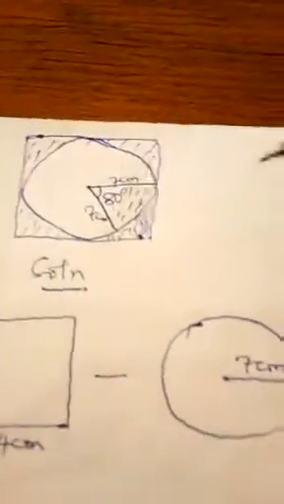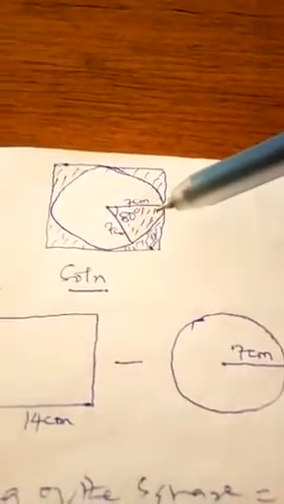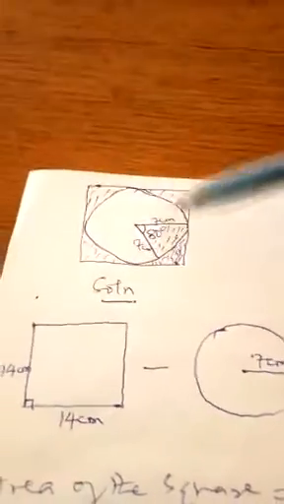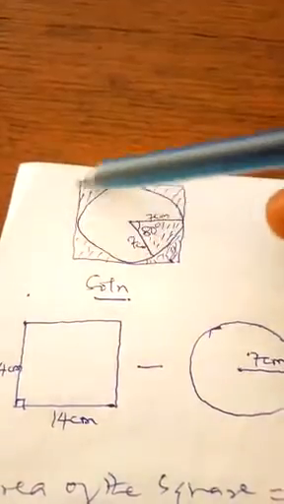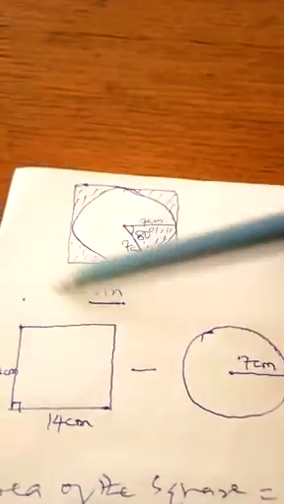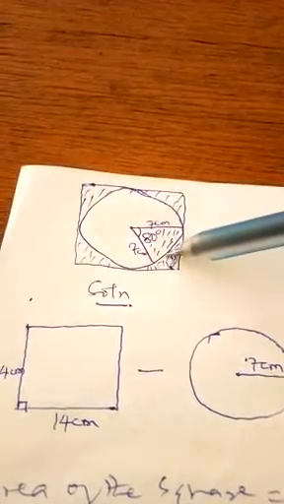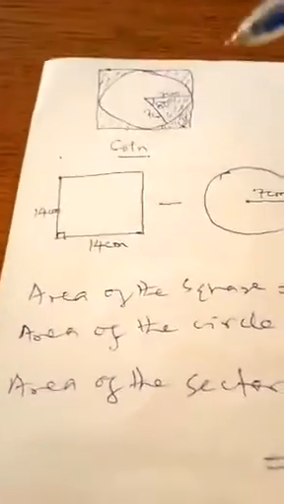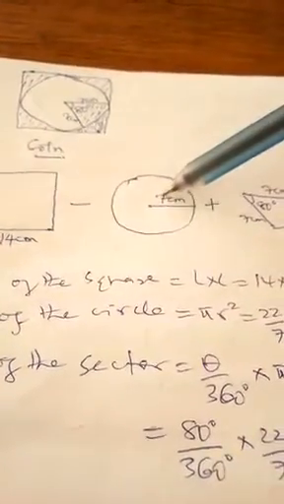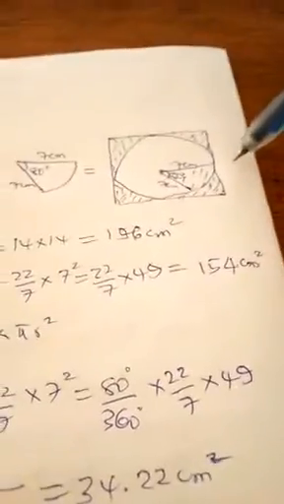Now, when you consider this diagram, here is another one. We want the area of the shaded part. This one I'm tracing here is a square. The other one is a circle. Then you have this part, which is a sector. When you consider your square, remove your circle from it and add your sector. You will have exactly this shaded part.